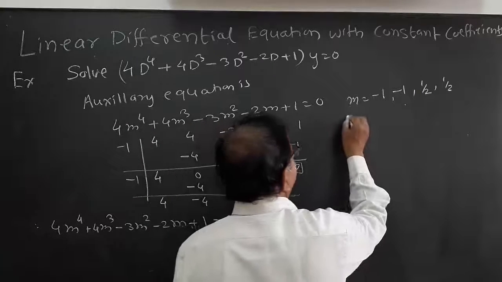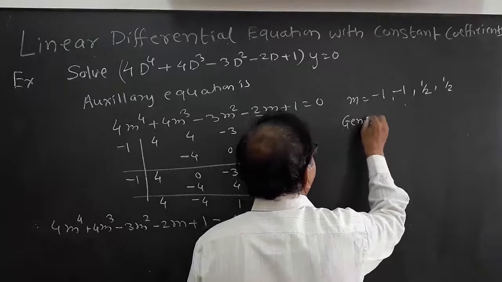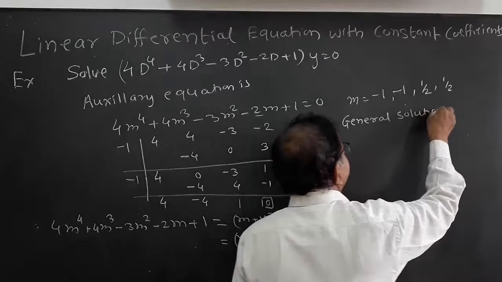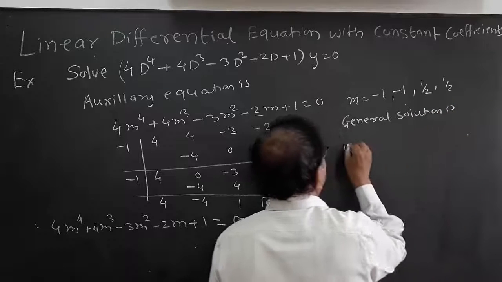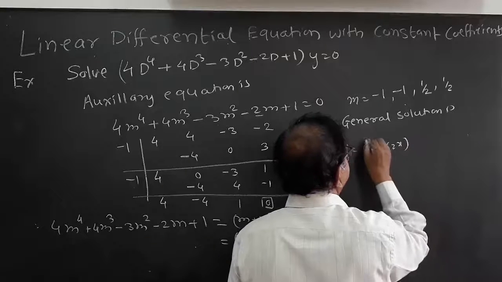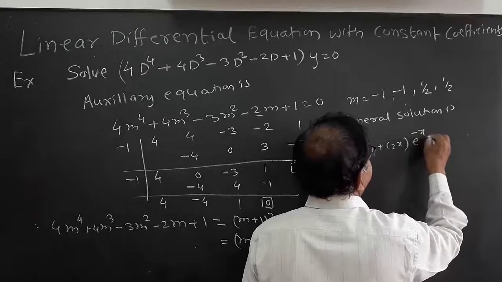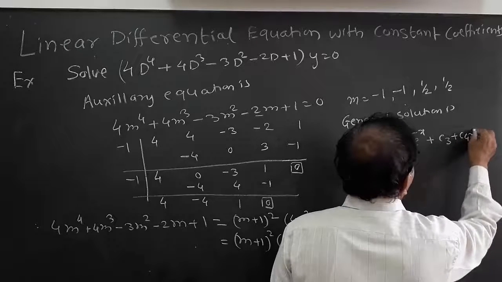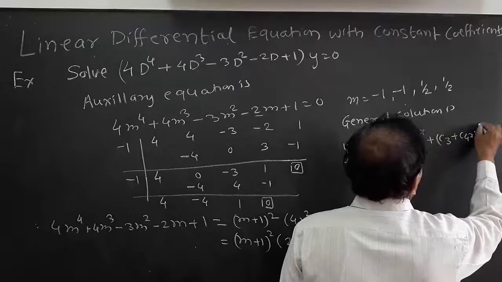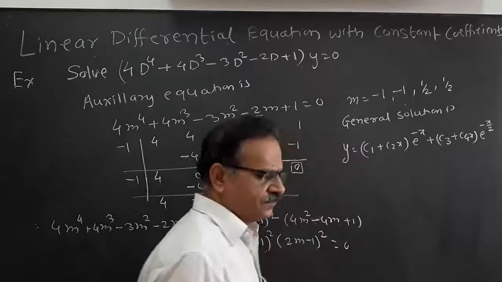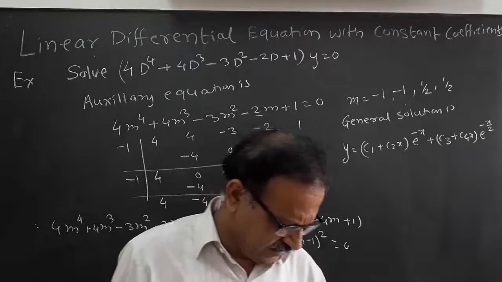Therefore, the general solution is y equal to c1 plus c2 x into e raised to minus x, plus c3 plus c4 x into e raised to x by 2. This is the general solution.